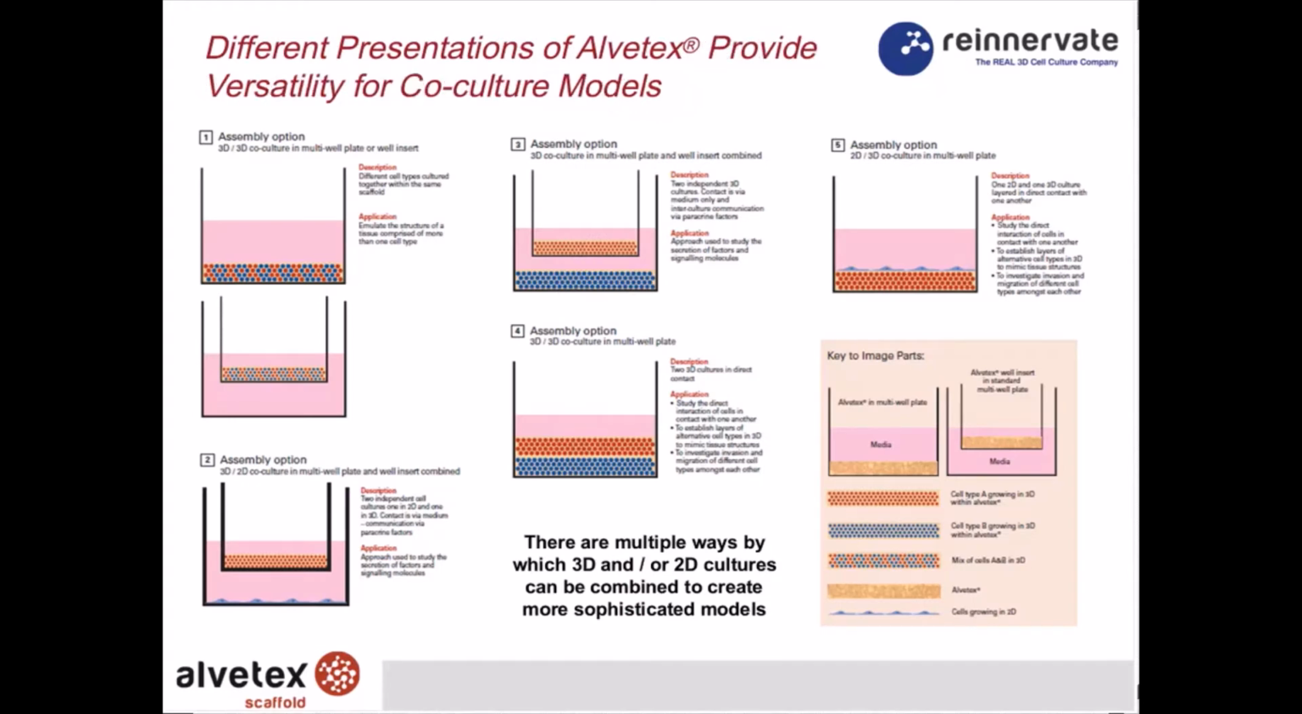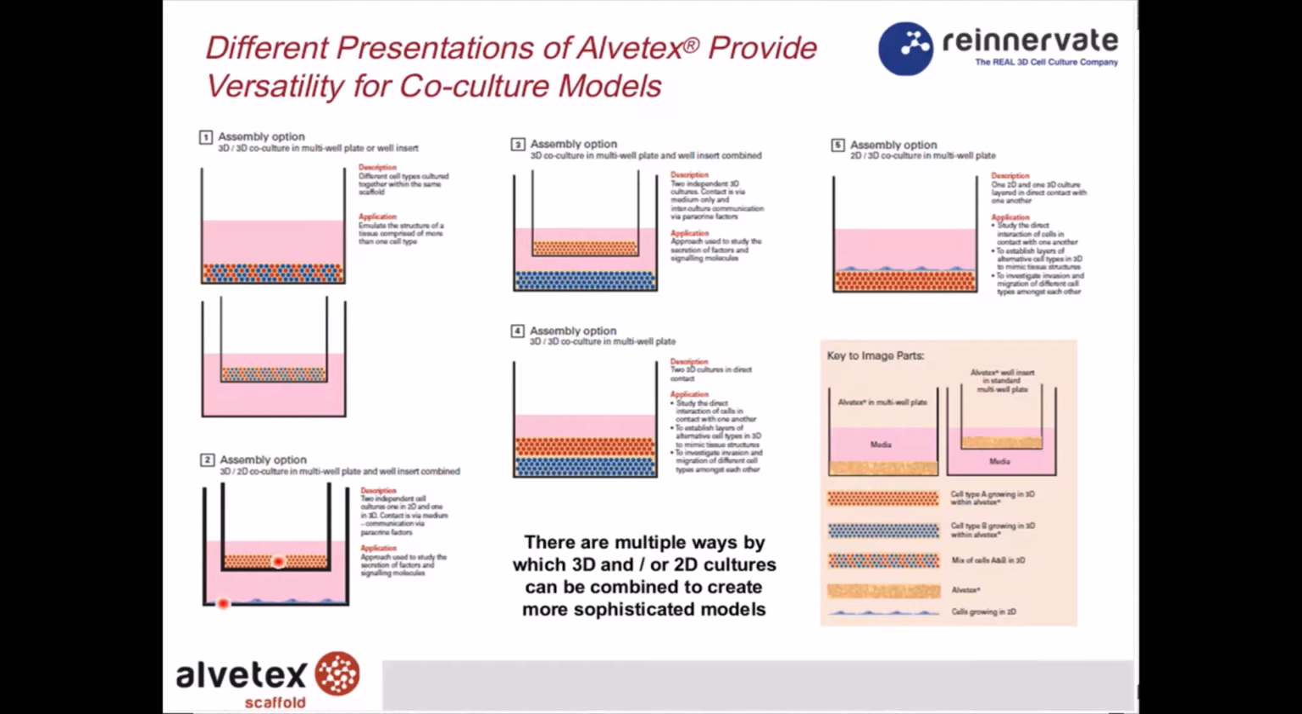Alvetex can be used in a number of ways for cell culture, and this is summarized in the schematic diagram. This is actually taken from our brochure, and it's very versatile. So you can mix 2 cell populations and seed them in 3D. You can do that in the plates or the inserts.